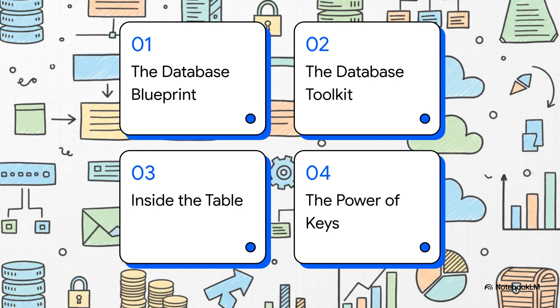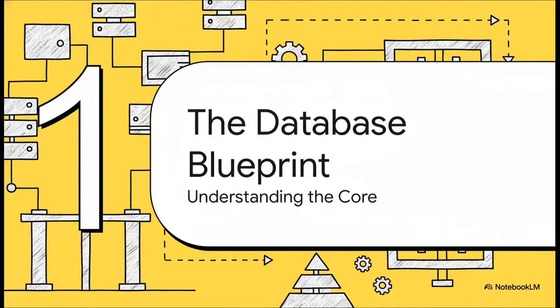Here is our game plan for today. First, we'll look at the big picture blueprint of a database. Then we'll check out the tools and the people who actually use them. After that, we'll zoom right into the guts of a database table. And we'll finish up with maybe the most important concept of all, keys. Let's get to it. Okay, kicking things off with Section 1, the database blueprint.